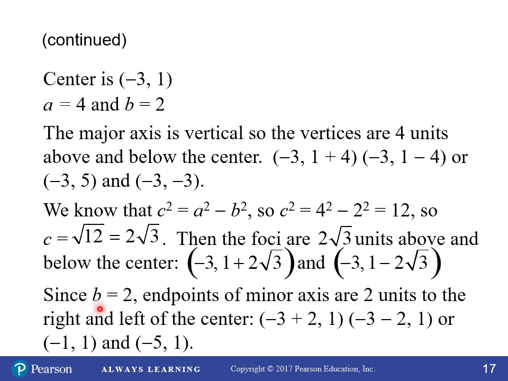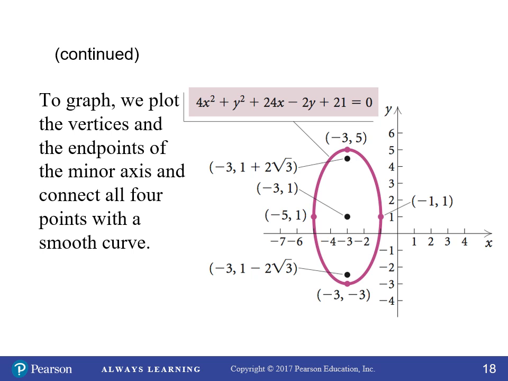And since B equaled 2, the endpoints of our minor axis are 2 units to the right and left of center. Okay, so we add the 2, we minus the 2 from that, so that ends up at -1, 1 and -5, 1. Now we're going to take all of those things and we're going to plot them on our graph.